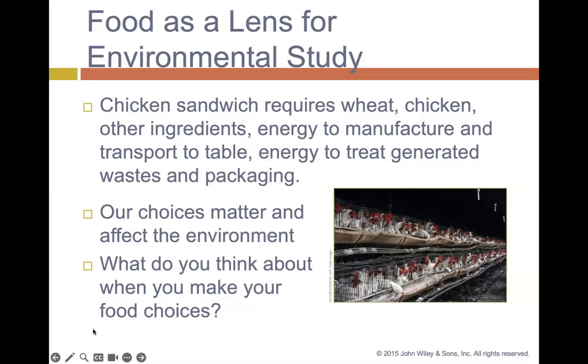So what do you think about when you make your food choices? I probably think about what is the most tasty. But the next time you make a food choice, think about all of the energy and ingredients that were required to bring that food to your table or desk where you're eating. And then what will happen to the packaging or waste material that's generated when you are done eating.